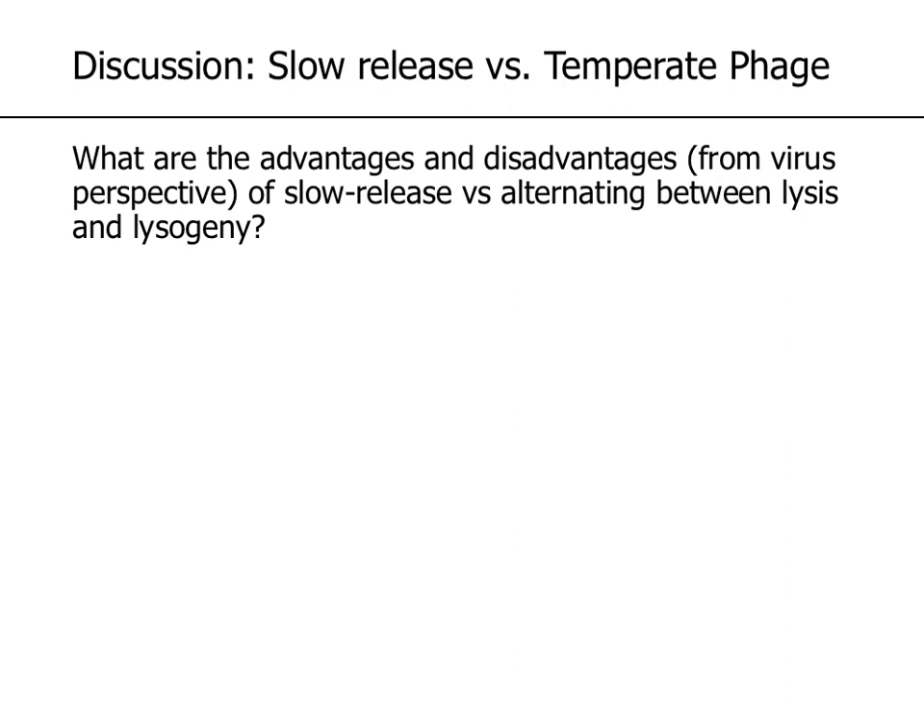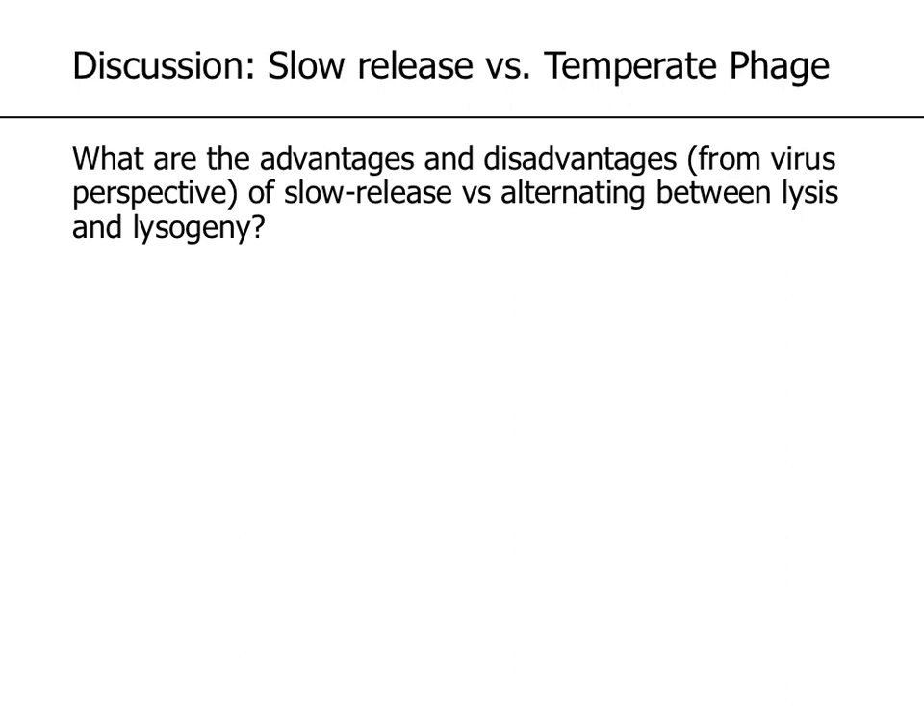Go ahead. For slow release, it depends on the immune response of the host cell. So the slow release allows the host cell to have more time to protect itself, maybe. That's a good one, right? So if it's slowly using the host machinery, and the host has some kind of defense mechanism, that's going to give the host time to fight back. So that's a good one.